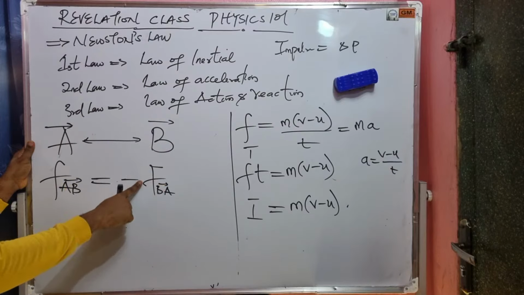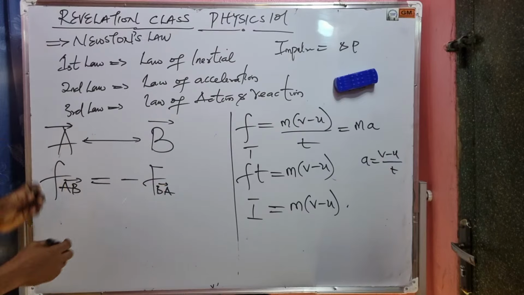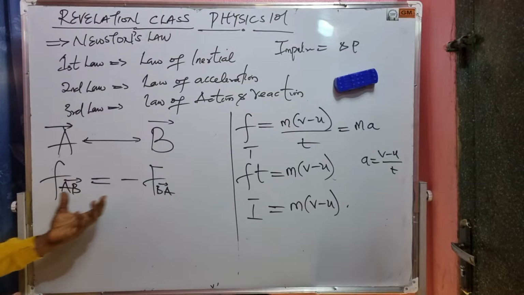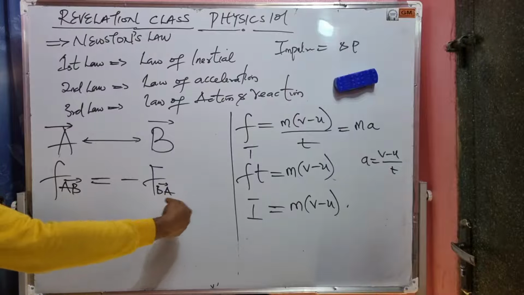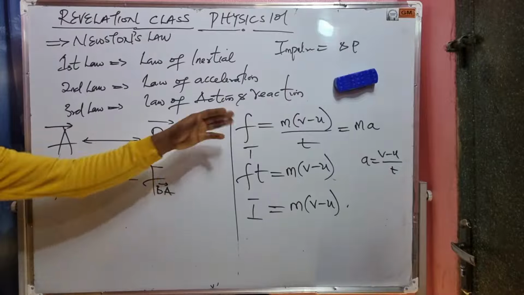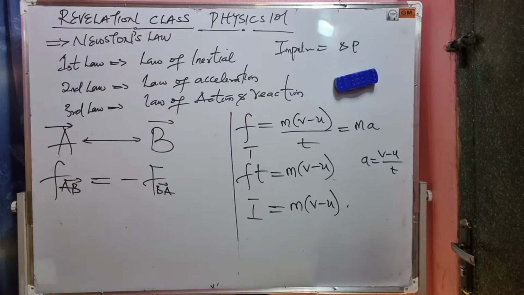Because it is a reaction, meaning in the opposite direction. This minus sign is showing us that the two forces are actually in opposite directions. As this other body collides this way, this other body must exert the reaction in the opposite direction. So this is one of the ways we can represent this.